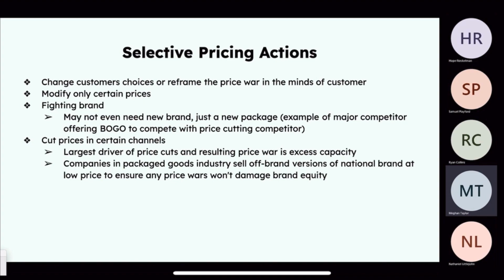The second action would be to modify only certain prices. Another possible action would be to create a fighting brand or create a new package. This action was demonstrated by 3M in the Diskette market when the KAO Corporation entered the market with lower prices, and 3M reacted by launching a Highland product, which was their line of low-price diskettes. The final action identified is for the business to cut prices in certain channels, since the single largest driver of price cuts and resulting price wars is excess capacity.